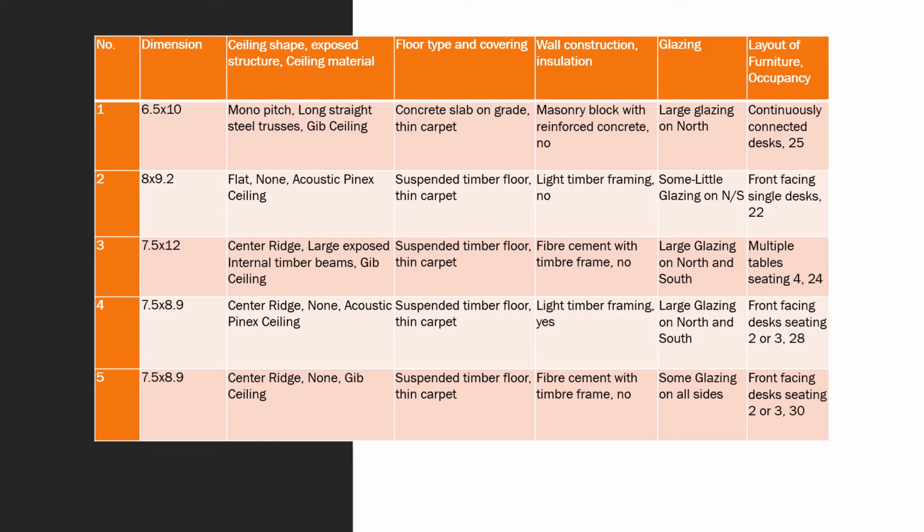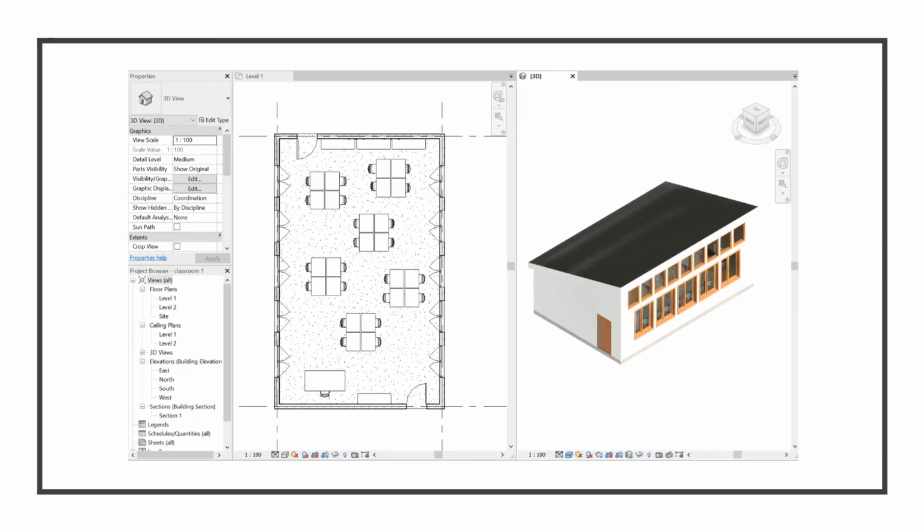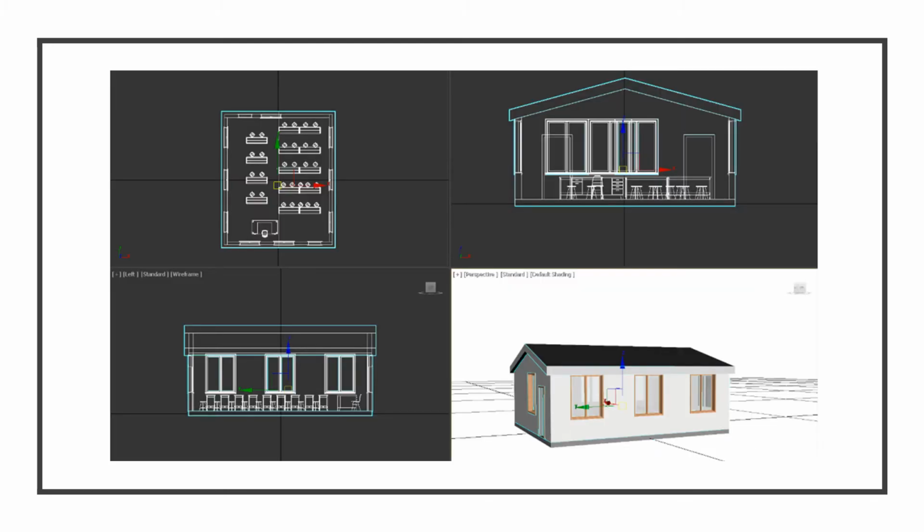So along the top we have the number of the classroom, the dimensions, the ceiling shape, exposed structure and ceiling material, the floor type and covering, wall construction and insulation, the glazing, and the layout of furniture and the occupancy level. We can see an example here of one classroom which has been modeled on Autodesk Revit. And this is that same classroom model which has then been inputted into 3ds Max so we can later combine it with the oral situations.